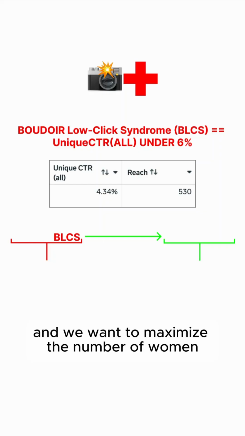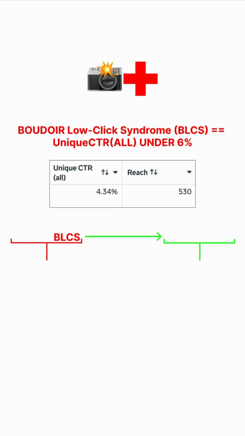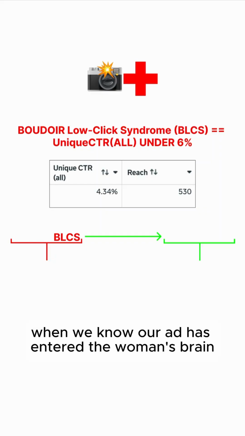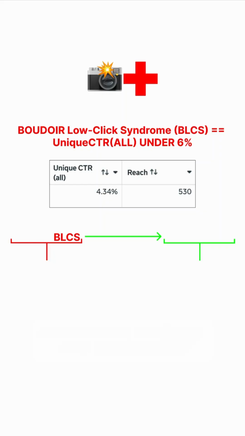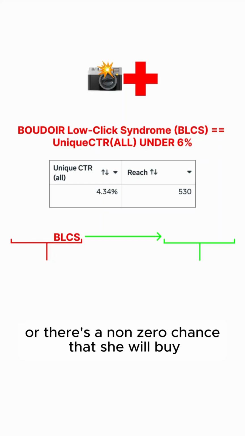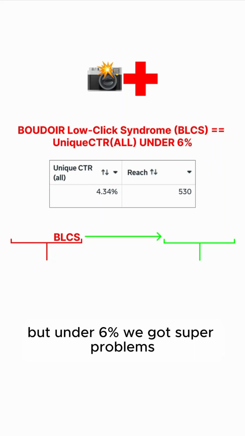And we want to maximize the number of women clicking somewhere on our Boudoir Facebook ad, because that is when we know our ad has entered the woman's brain, and that is the only possible time she will buy, or there's a non-zero chance that she will buy. So we got to get this number as high as possible, but under 6%, we got super problems.